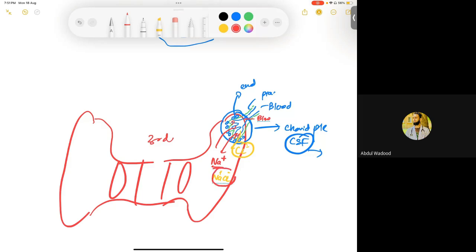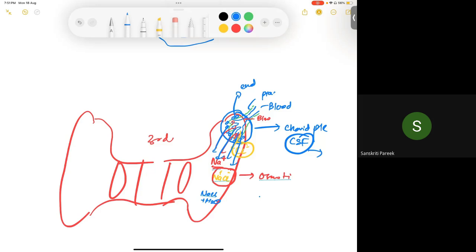We know this NaCl is basically an osmotically active agent. What do you mean by osmotically active agent? They are good osmoles. They can pull water from the blood vessel. So as we have NaCl there, it will pull a lot of water with itself. So in the end, we have NaCl plus H2O.